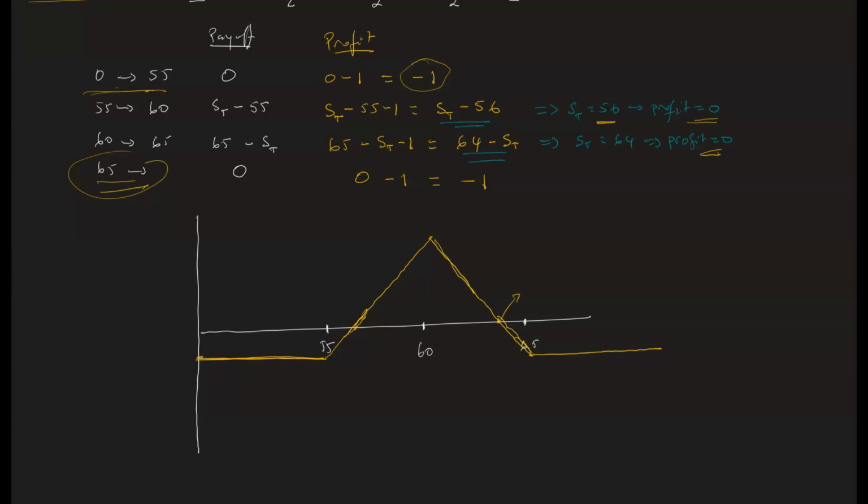Where this is going to be 64 and that is going to be 56. And this is our profit. This is our stock price. And that is our butterfly spread.